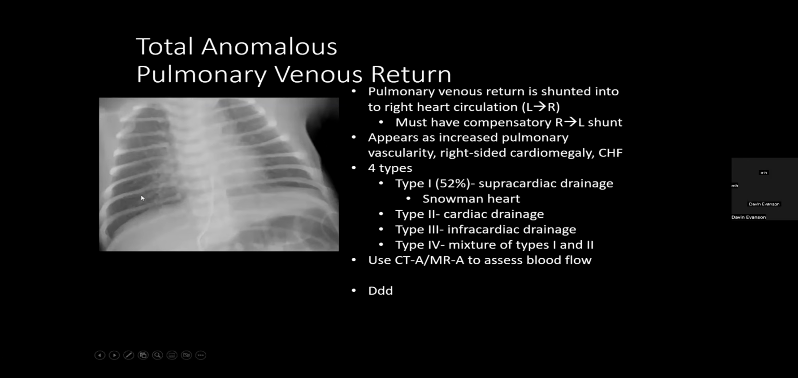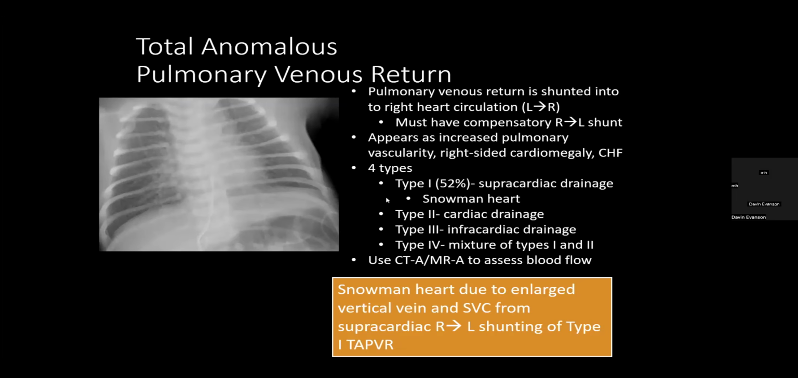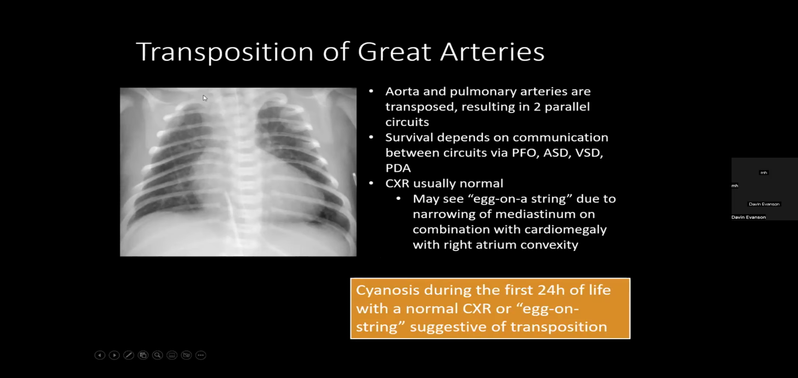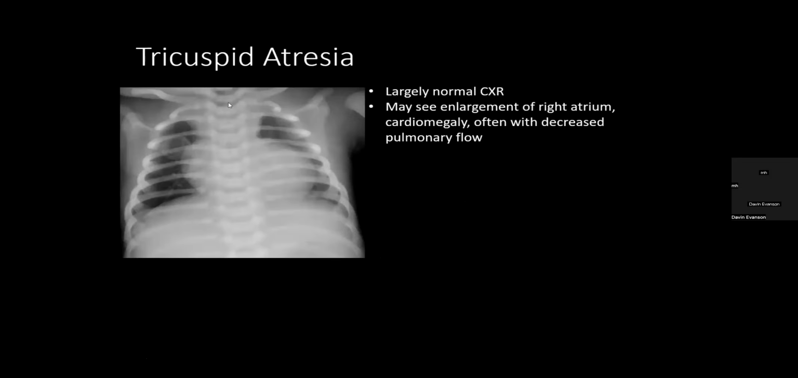Total anomalous pulmonary venous return. Different subtypes. Always remember the snowman heart. Just love these radiology signs. Transposition. Egg on a string because of the narrowed mediastinum. Again, knowing cyanotic versus acyanotic. Tricuspid atresia.